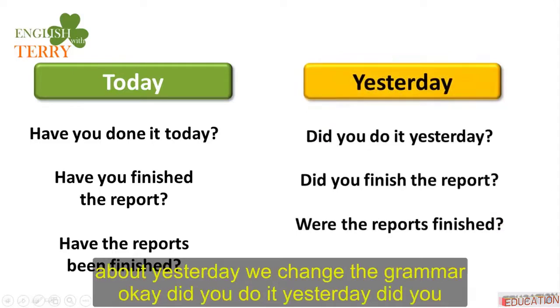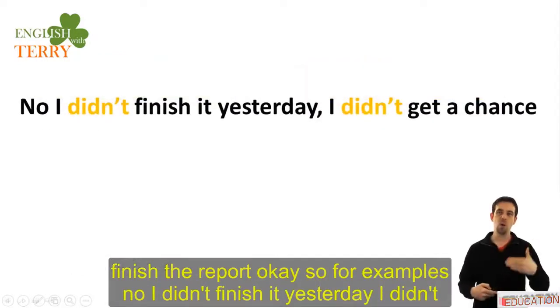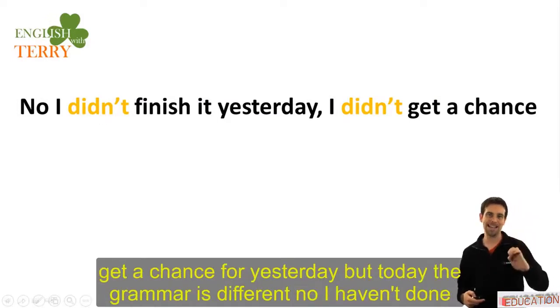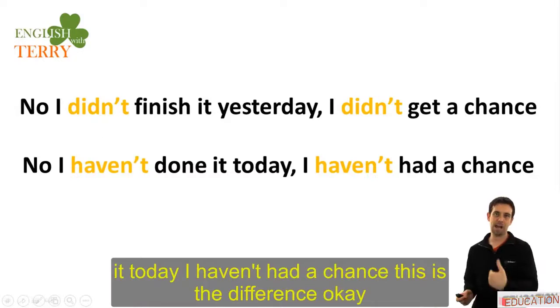But if we were talking about yesterday, we change the grammar, okay? Did you do it yesterday? Did you finish the report, okay? So for example, no, I didn't finish it yesterday. I didn't get a chance for yesterday. But today, the grammar is different. No, I haven't done it today. I haven't had a chance. This is the difference, okay?